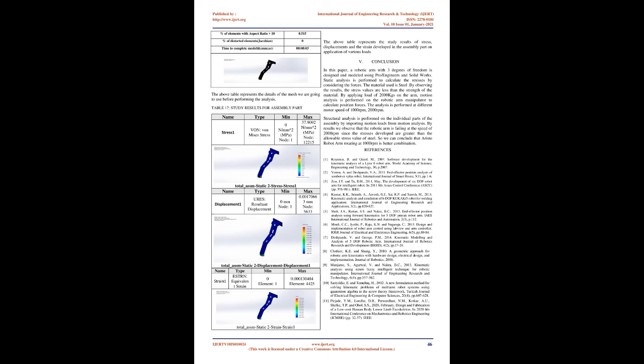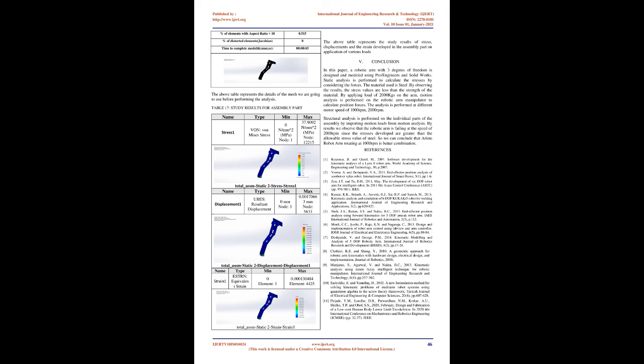The above table represents the study results of stress, displacements, and the strain developed in the assembly part on application of various loads. Conclusion. In this paper, a robotic arm with 3 degrees of freedom is designed and modeled using Pro/Engineer and SolidWorks. Static analysis is performed to calculate the stresses by considering the forces. The material used is steel.